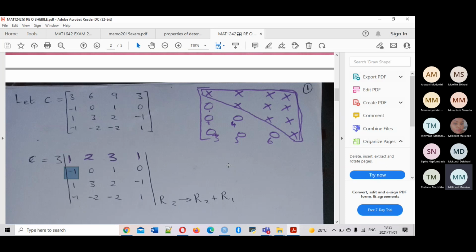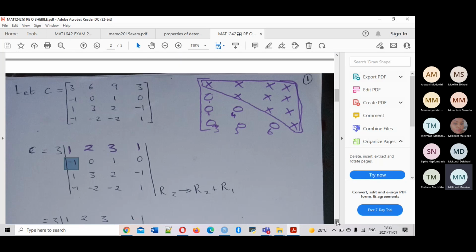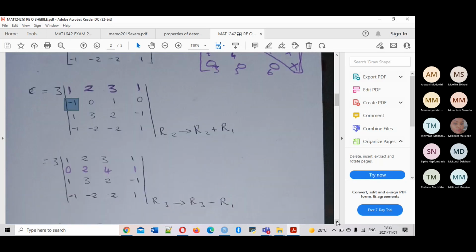Then in order for us to get 0 in this second row, first column, it means that we are going to say row 2 is going to be given by row 2 plus row 1, where you will see that we are going to have something like this. When we say row 2 plus row 1 gives row 2, you rewrite row 1 the way it is, and row 3 the way it is, and row 4 the way it is. So now, where we change things, I use a different color. Then this one is 0, 2, 4, 1.